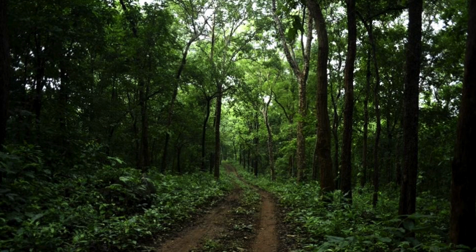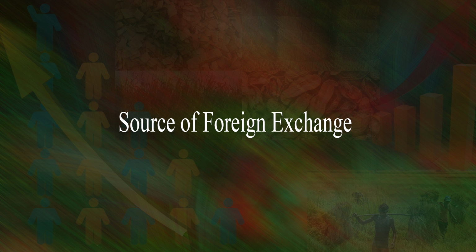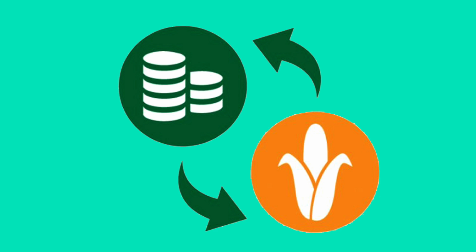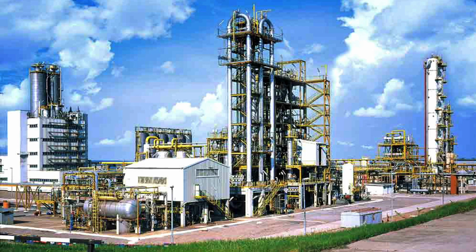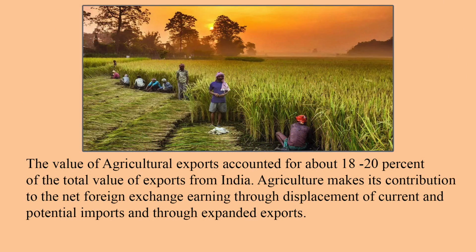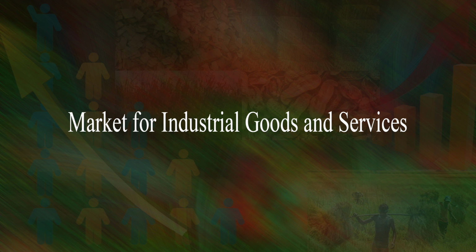Forests are a very valuable renewable resource providing a vital life support system. The rural economy also helps as a source of foreign exchange. Agriculture is an important source of earning foreign exchange, which is needed for importing capital goods for the rapidly expanding industrial sector. The value of agriculture export accounted for about 18 to 20% of the total value of exports from India. Agriculture makes its contribution to the net foreign exchange earning through displacement of current and potential imports and through expanded exports.